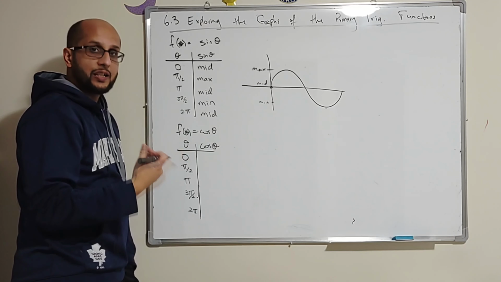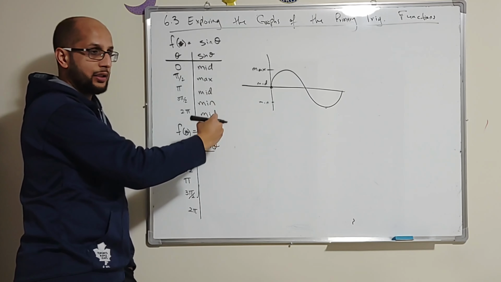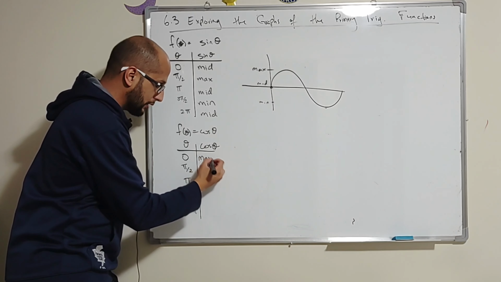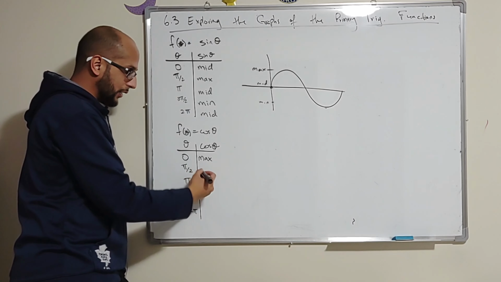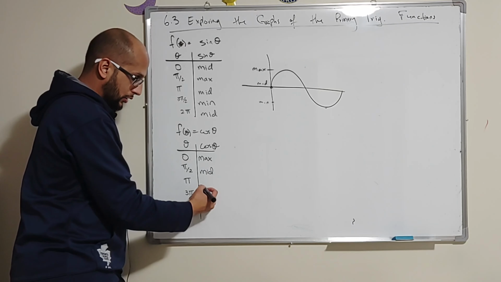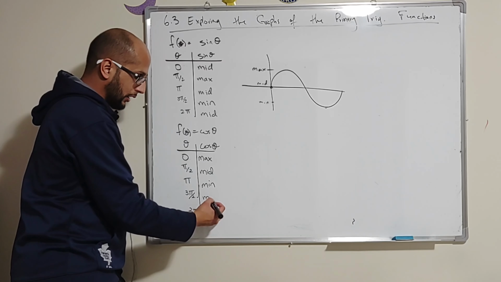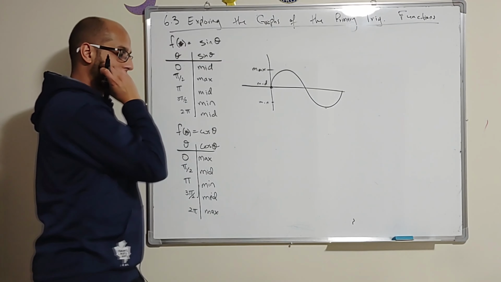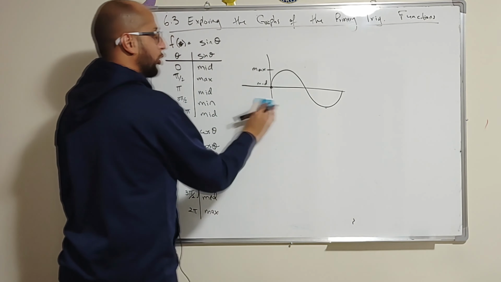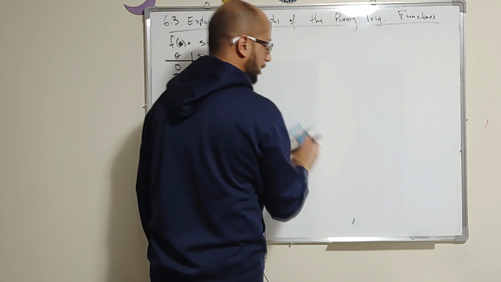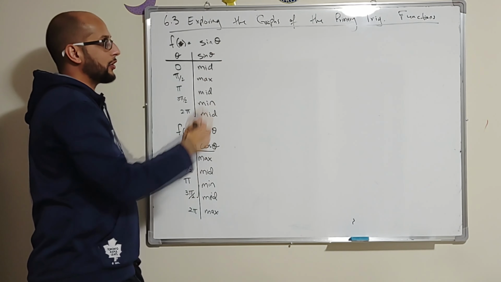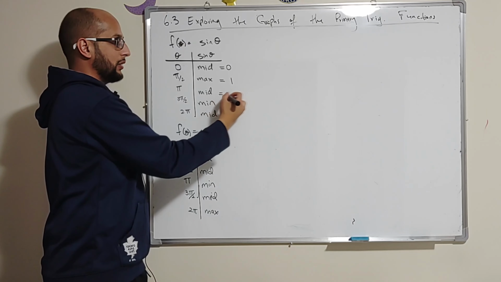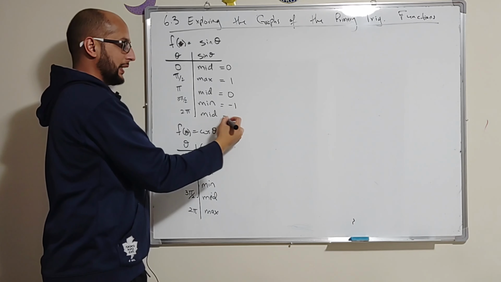Cosine theta is very similar. It has the exact same pattern. The difference is where you start. For the cos theta function, you start at the max. From the max, you come down to the middle, continue on to the minimum, and then go back up to the middle and finish off at the max. What are the values affiliated with that when it comes to sine and cosine? The middle is at 0, the max is at 1, back to 0, and the minimum is at -1.